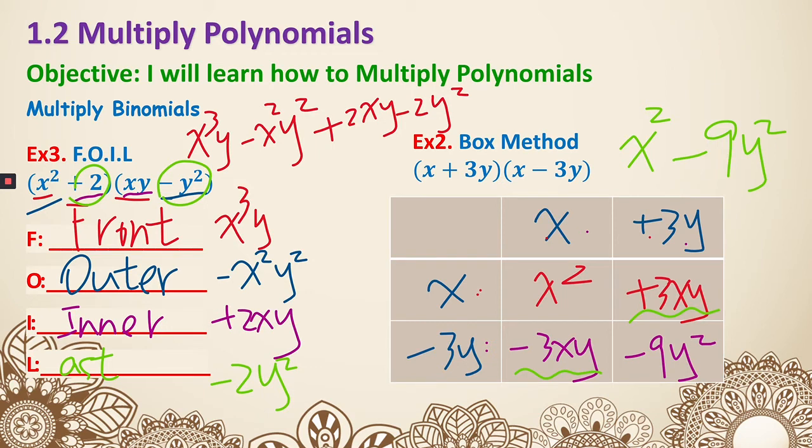But remember, they may not always be canceling. If it's not, then you do need to write it out and combine like terms. So these are the 4 methods. You can choose whichever you like when you're dealing with binomials.